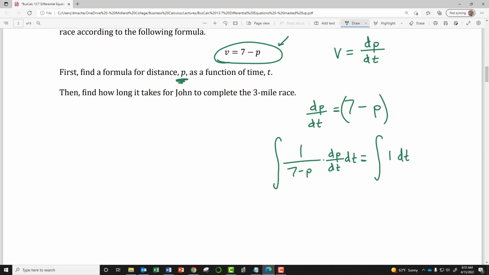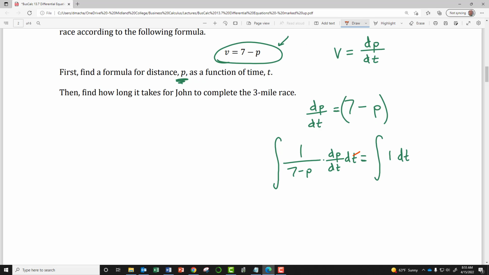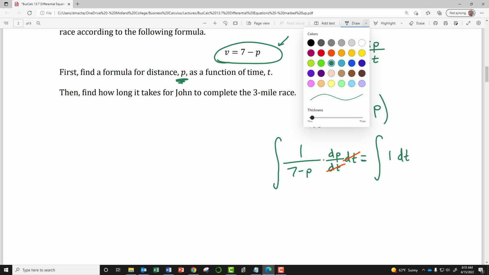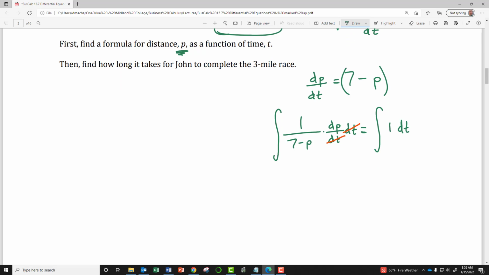On the left side, we notice that I have a dt in the numerator and a dt in the denominator. And you are actually allowed to cancel these dt's so that on the left side now, it is just as it appears. We're taking the antiderivative of 1 divided by 7 minus p with respect to p.